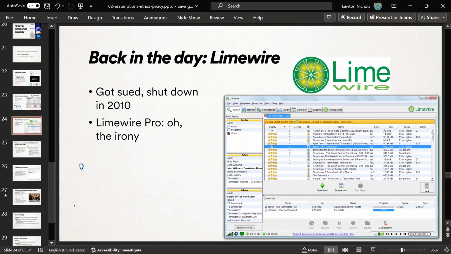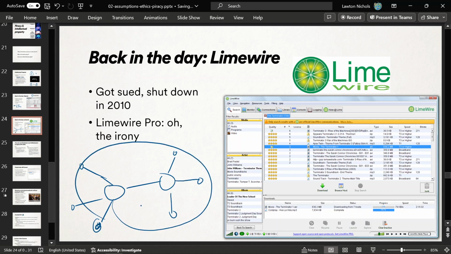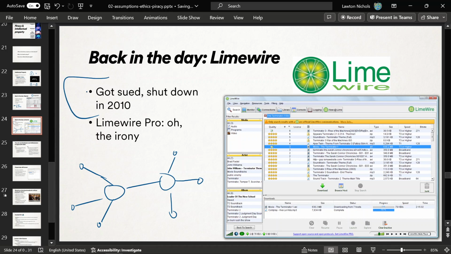It's like here's a computer, here's a computer, here's a computer. They're all connecting to the LimeWire network. And there are some computers that are sharing a bunch of stuff, so they're bigger. And it's just a bunch of people. If you're over here, you can search for stuff on anybody else's computer as long as there's a connection. Okay, that's the idea. Peer-to-peer file sharing. Again, that company got sued and was shut down in 2010, so a little bit later.